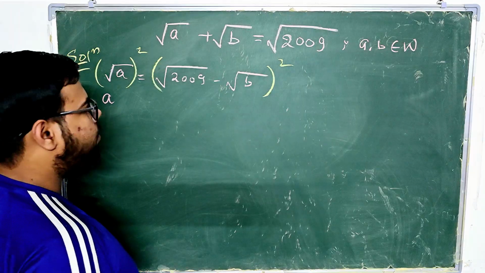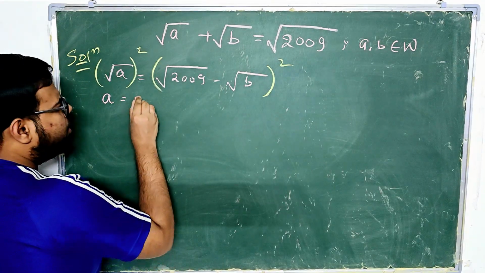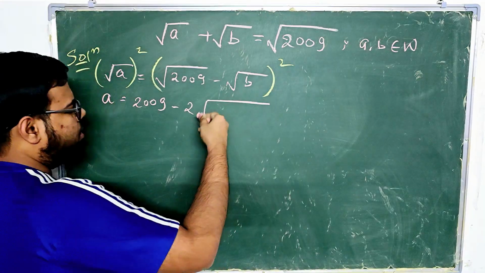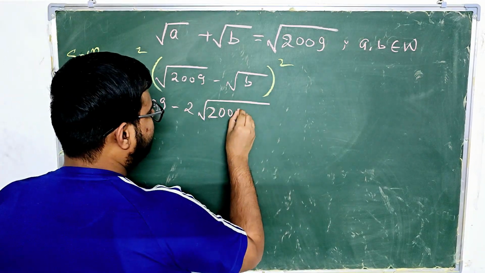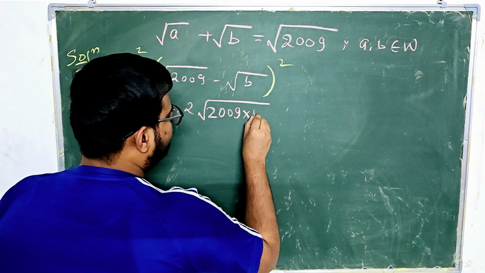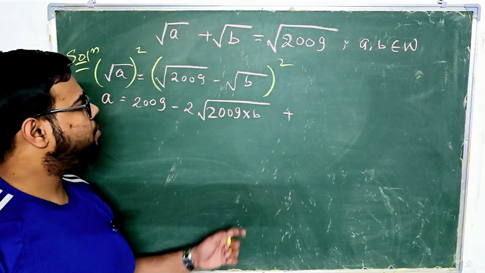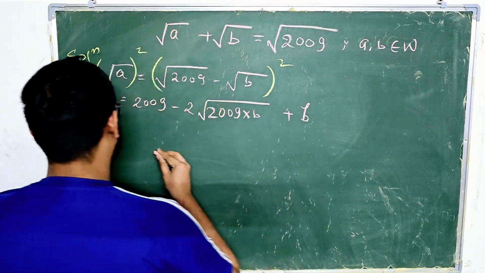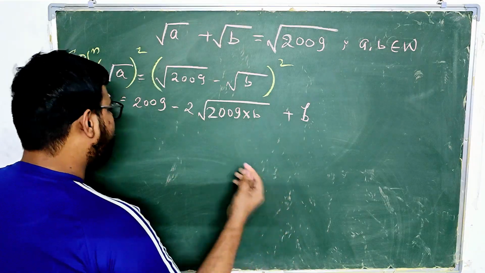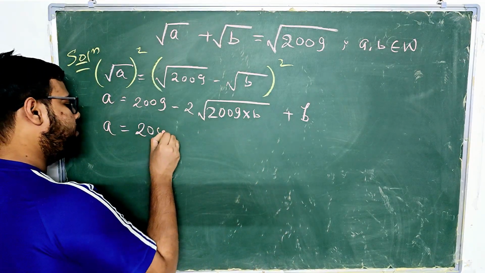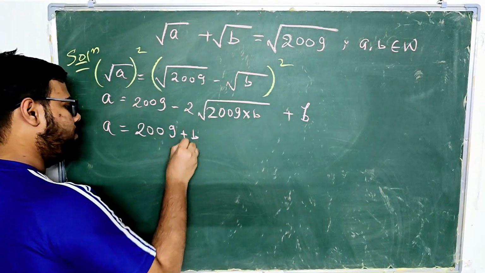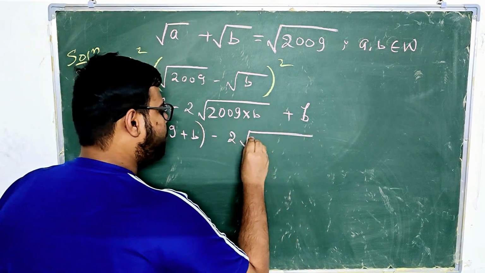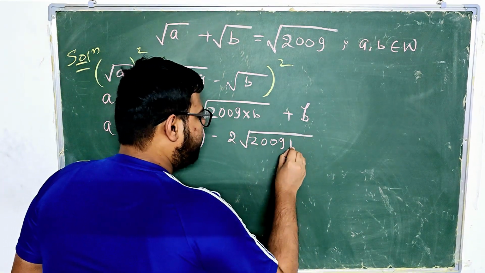This is a, and this is 2009 minus 2 times the square root of 2009 into b, plus square root of b squared, which is equal to b. So you can say that a is equal to 2009 plus b minus 2 times the square root of this quantity 2009b, right?